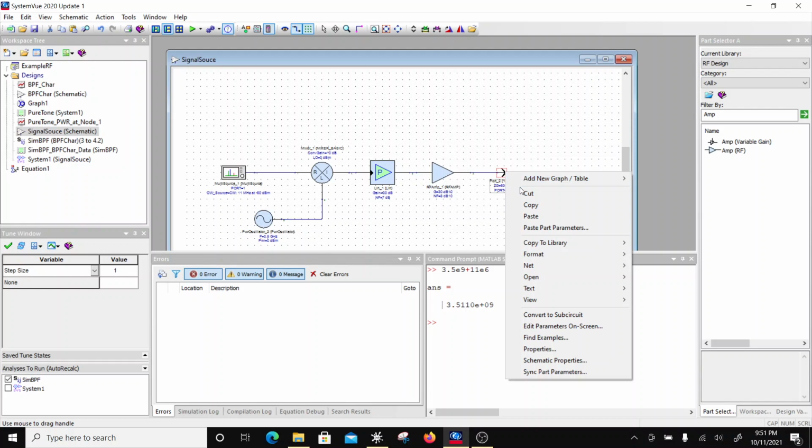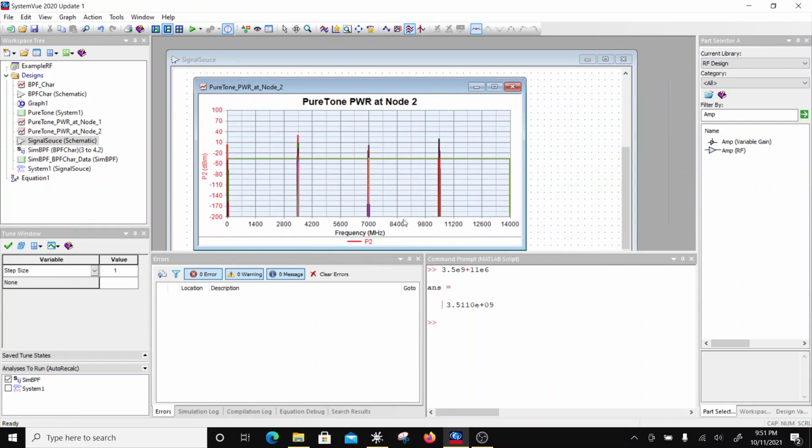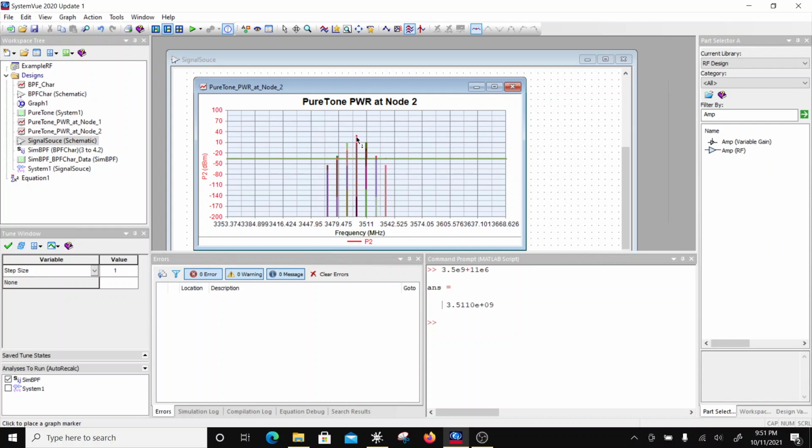Okay, so let's look at the power spectrum here. This is going to be .115 dBm. The frequency is 3411 here. This is difference and this is sum, and this is the feed through.